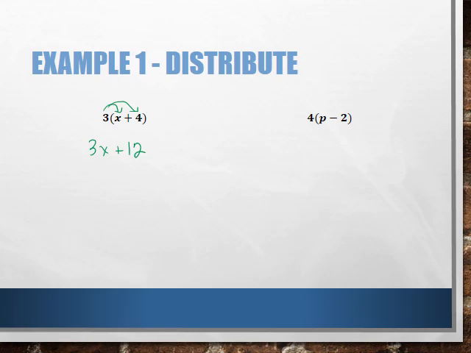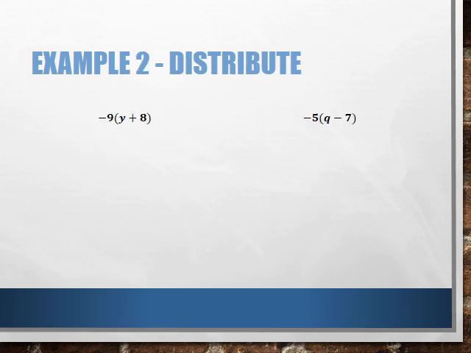In the next problem, you have 4 times p and 4 times negative 2. Yes, I know that says minus 2, but we need to read it as a negative 2. And that's going to become very important in the distributive property. So 4 times p is 4p. And 4 times negative 2 is negative 8. And as I write negative 8, it also becomes my minus sign. So I read my answer as being 4p minus 8.